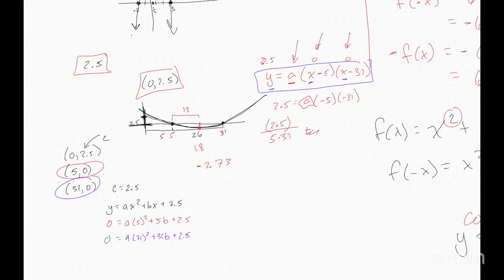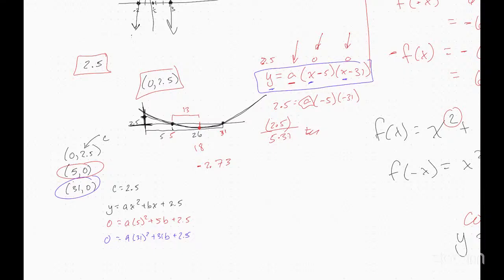Yeah, I think that's all you have to do, and you'll get the answer. Let's do it both ways and make sure that this is correct. So I'm plugging in this point, 0 and 2.5, right?